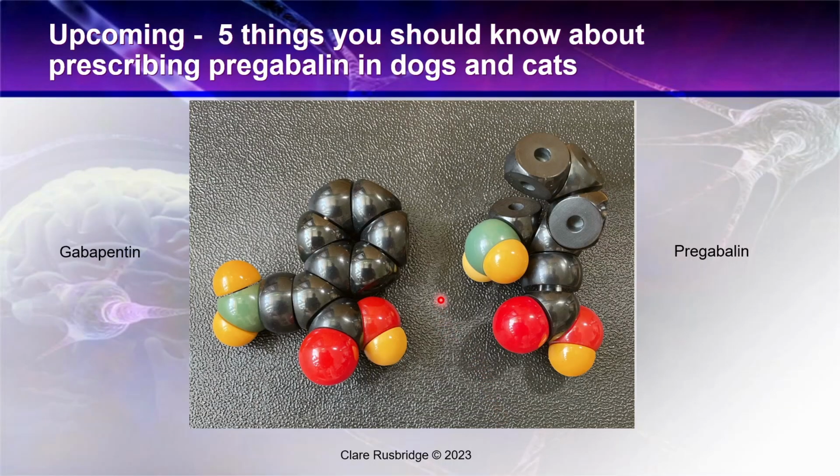Upcoming, we're going to have 5 things that you need to know about prescribing pregabalin in dogs and cats. You can see that pregabalin has a chemical structure a little bit similar to gabapentin, and it is included under the gabapentinoids. So we talked about 5 things you should know about prescribing gabapentin: how does it work, how to administer it, how does the body get rid of it, what are the adverse effects, and that it's a controlled drug, at least in the UK.